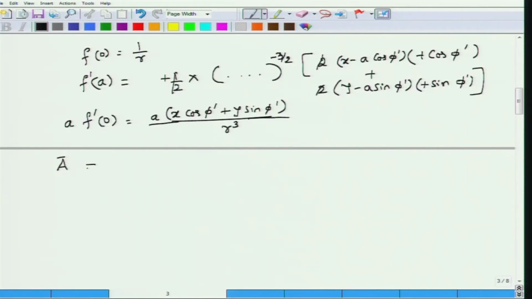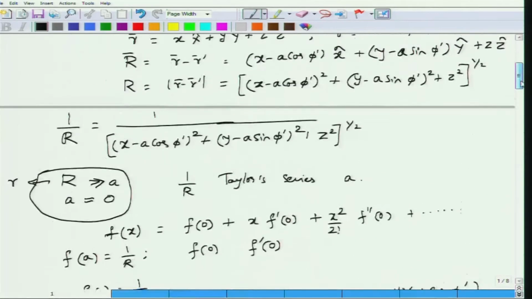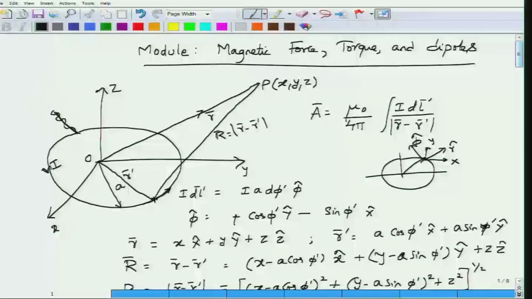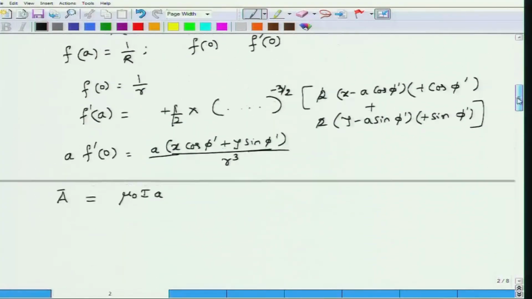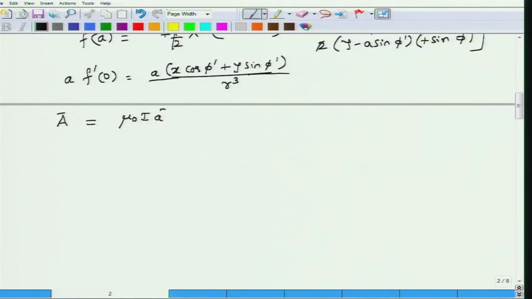So I will actually get a as mu 0 I, right, and there is already an a sitting here from the top, so I can pull that out. There was a inside here, right. This is dl prime, and dl prime is I a d phi prime, and for phi hat you have to replace that with the x and y unit vectors over here. If you do that, there is an a here, which I can pull out, and the integration limits will be from 0 to 2 pi. So I will actually get mu 0 I a square divided by 4 pi integral from 0 to 2 pi.